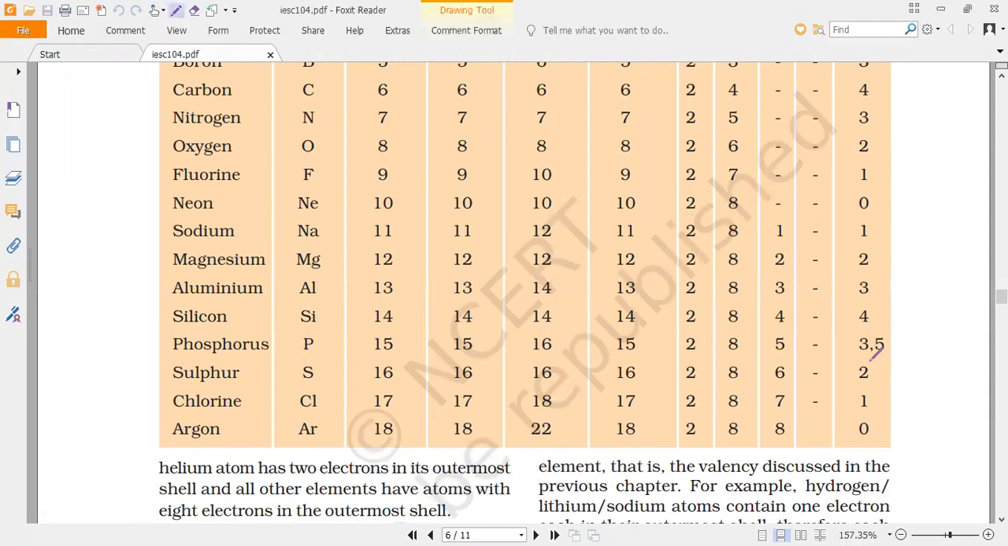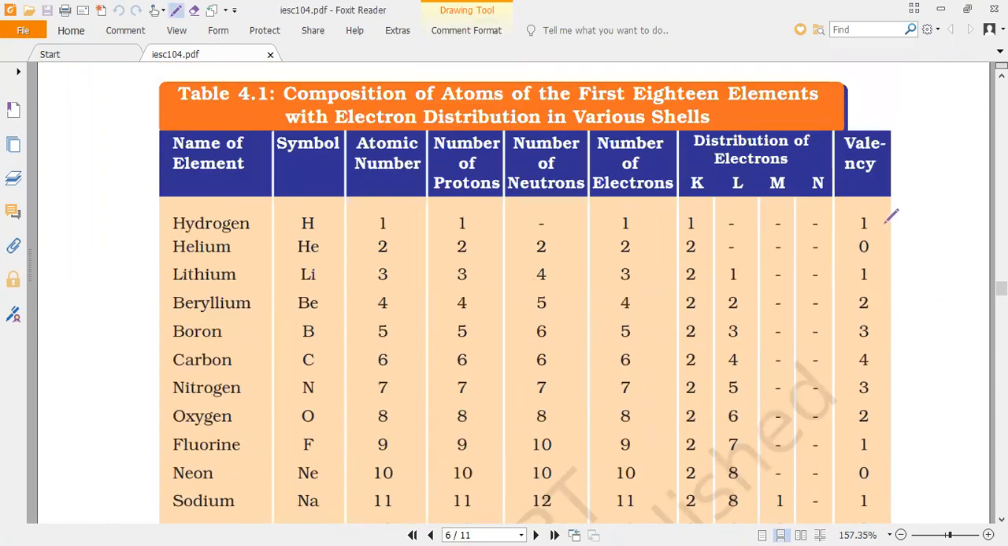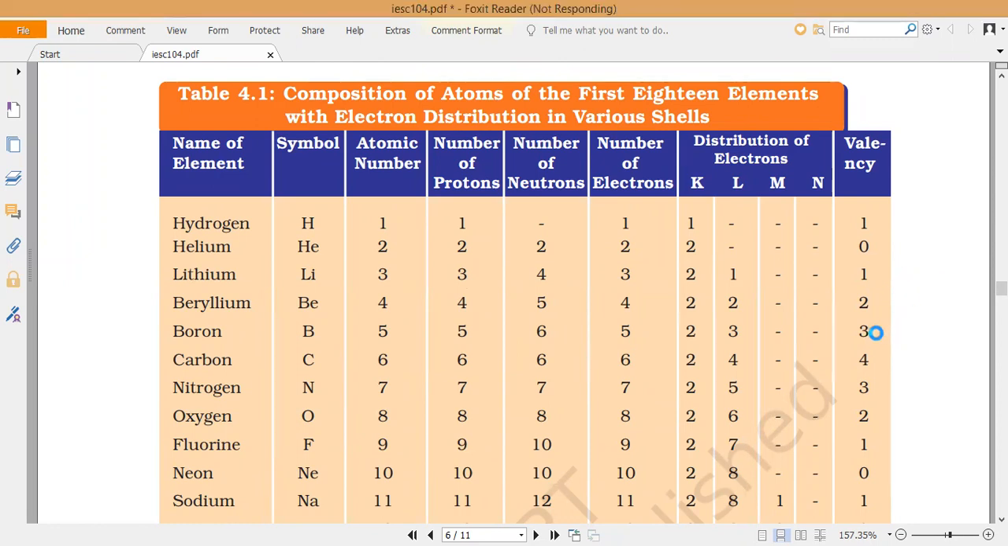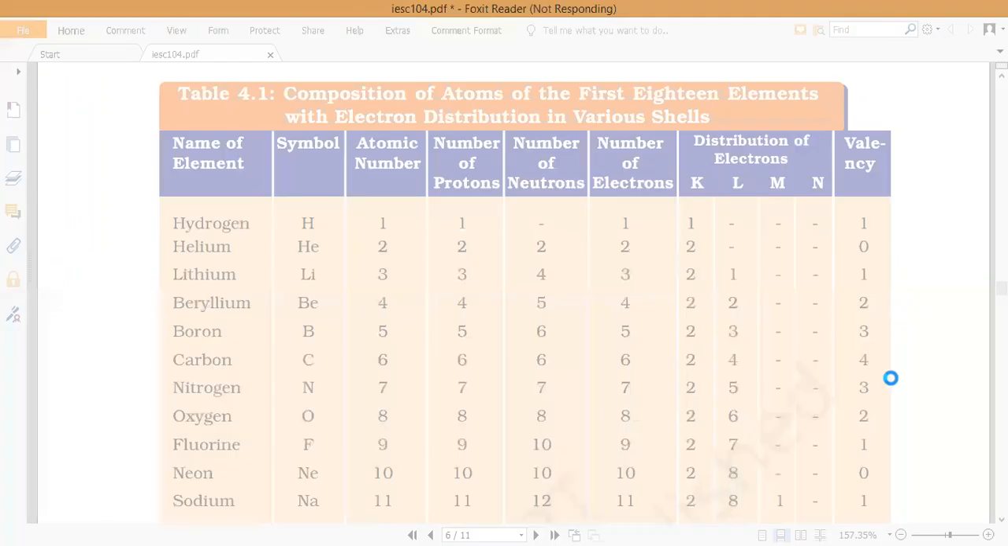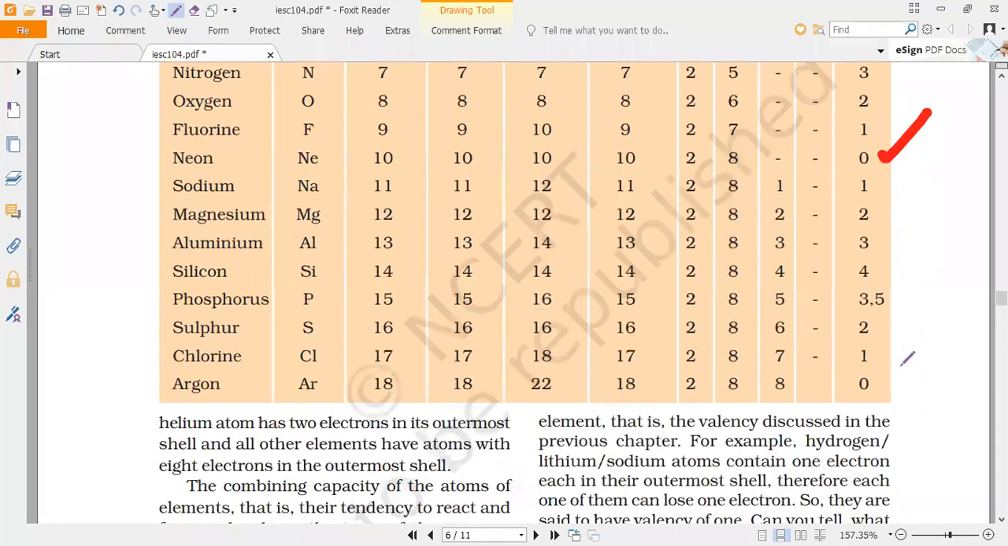Now, if you check here, phosphorus. All of you observe other elements than phosphorus. Here hydrogen valency is 1. Helium valency is 0. Lithium valency is 1. Beryllium valency is 2. Boron valency is 3. Carbon valency is 4. Nitrogen valency is 3. Oxygen valency is 2. Fluorine valency is 1. Neon valency is 0. Like that we are studying.